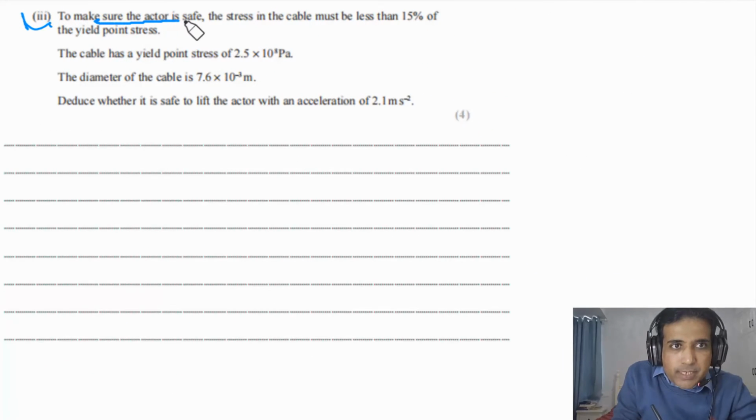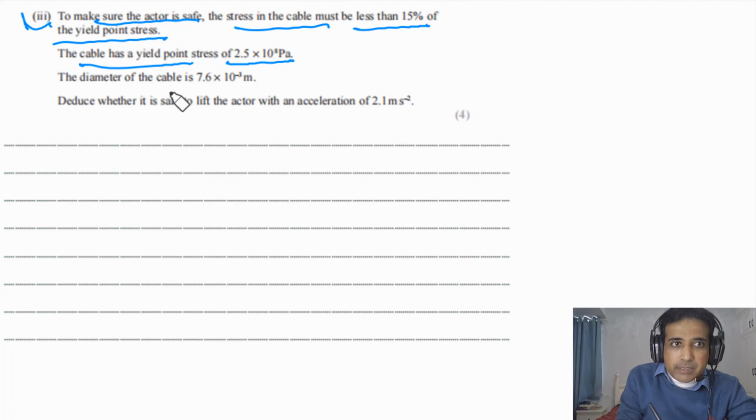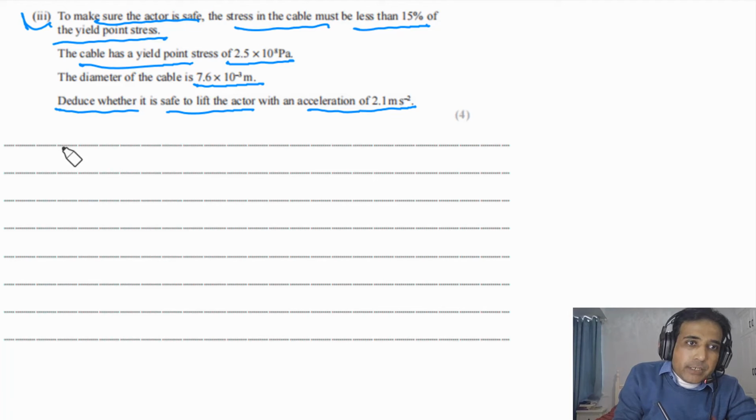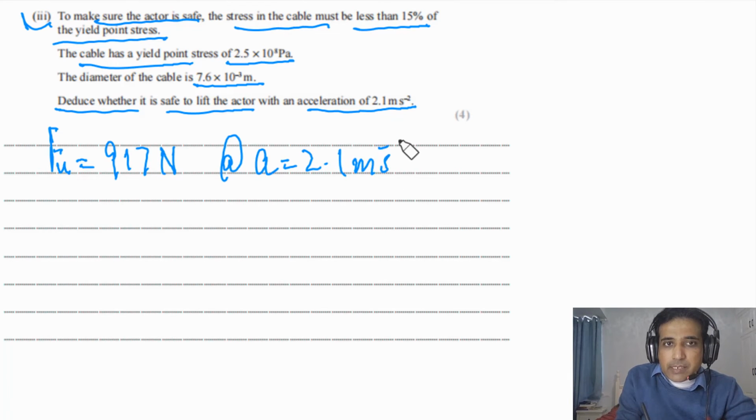The third part says to make sure the actor is safe, the stress in the cable must be less than 15% of the yield point stress. The cable has a yield point stress of 2.5 times 10 to 8 pascals. The diameter of the cable is given to us, and we need to deduce whether it is safe to lift the actor with an acceleration of 2.1 meters per second squared. We have already calculated the tension force, the upward force, that was equal to 917 newtons at a equal to 2.1 meters per second squared.